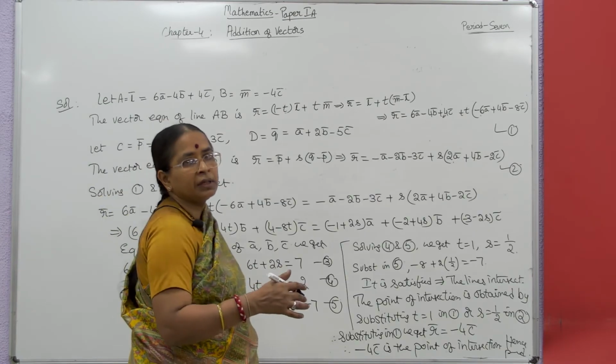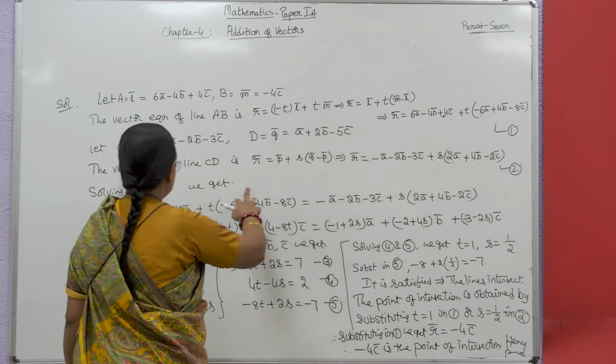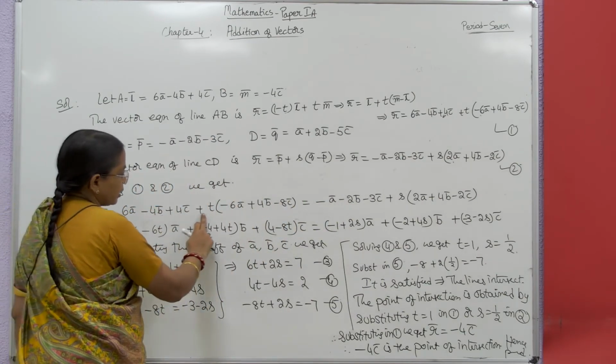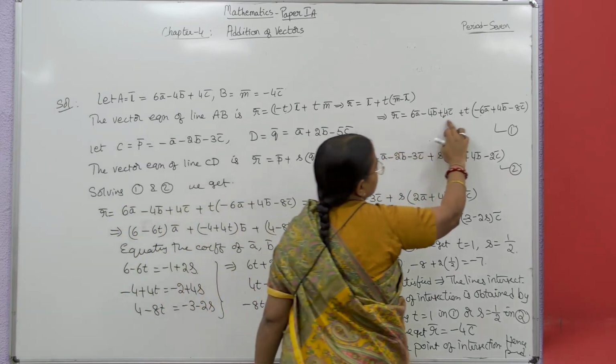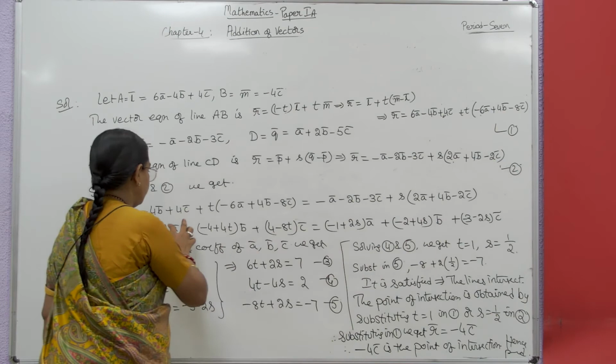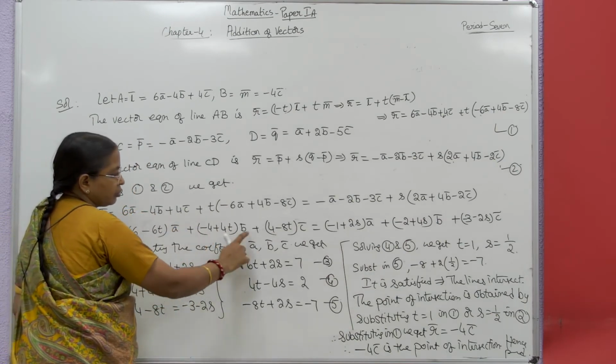We were solving the equations 1 and 2. So to solve the equations 1 and 2, we'll equate the R coefficient, R values. R is this. This is equal to this R value. We equate it. So we'll simplify A coefficient, B coefficient, C coefficient.